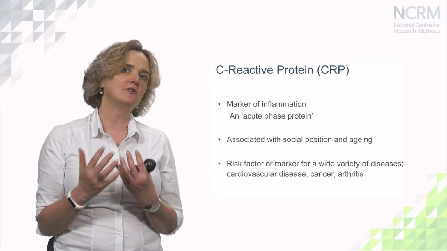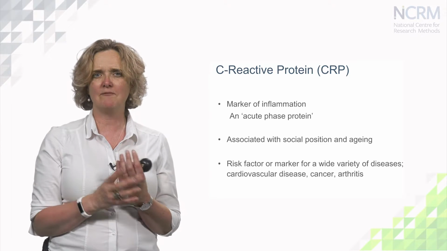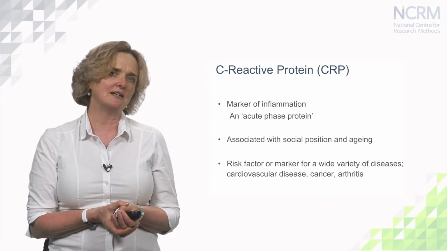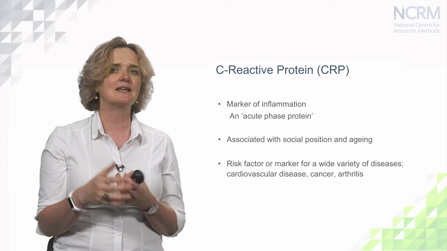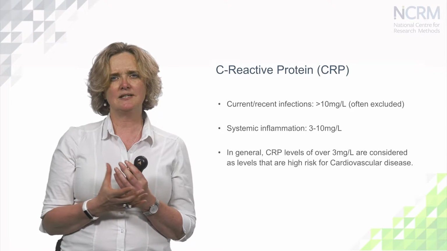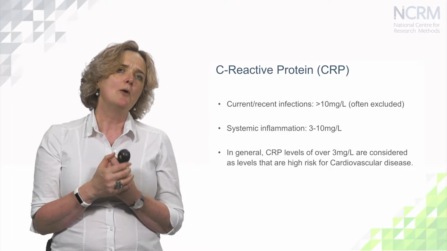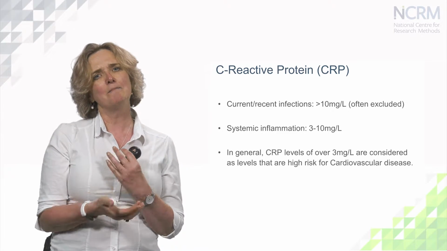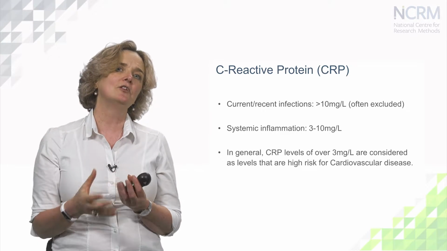But it also is high if you experience chronic stress. And so we see from studies it's associated with different measures of your social life and with ageing. And we know it's a risk factor for a lot of important diseases such as heart disease, cancer, arthritis. When you look at C-reactive protein data, it ranges from 0 higher. But measures over 10 are because you have a recent infection like a cold. And so mainly you want to exclude them from your analyses because that's not the sort of condition that you want to be looking at.